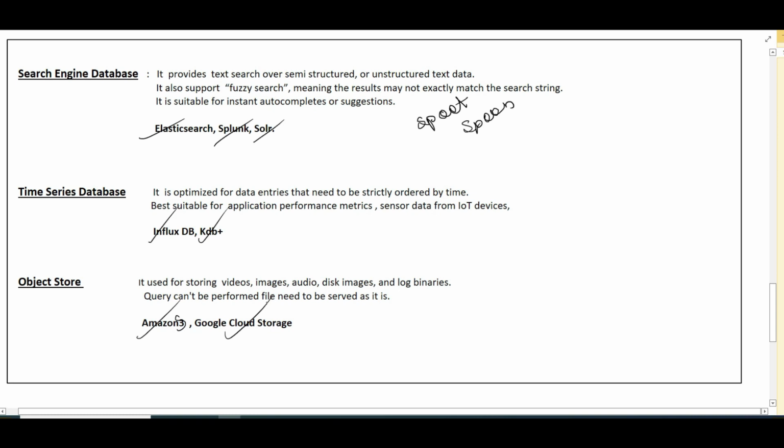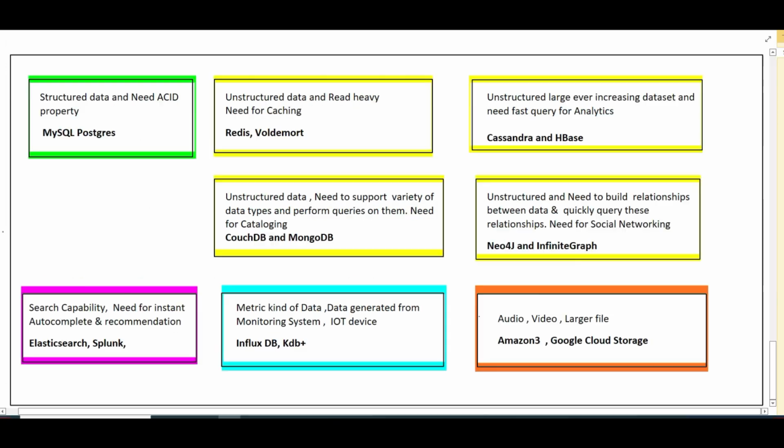Now let's see all the databases in a summary and try to understand when to use which. When we have structured data and need ACID properties, go for MySQL and Postgres; these are our SQL databases. Now here is the second category, unstructured data. When you have unstructured data and get read-heavy requests and need caching for fast response, you should go for Redis or Voldemort.